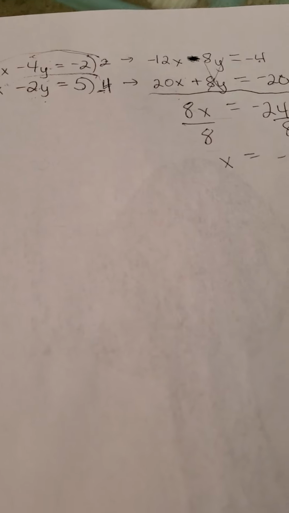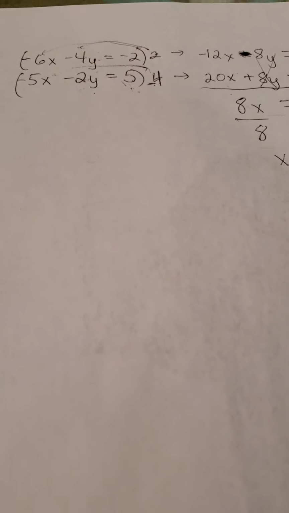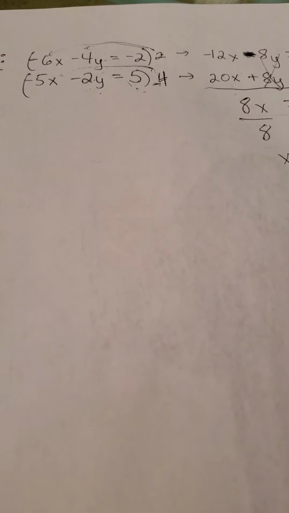Now again, I'm not done. I have to plug into one of these equations to get what y is. Any of these ones. I'm going to take this bottom one right here because I like these numbers the best. Doesn't matter which one you pick, but that's the one I like the best. So I'm going to do negative 5 times the negative 3, because that's what I found for x, minus 2y equals 5. Negative 5 times the negative 3 is a positive 15, so 15 minus 2y equals 5.